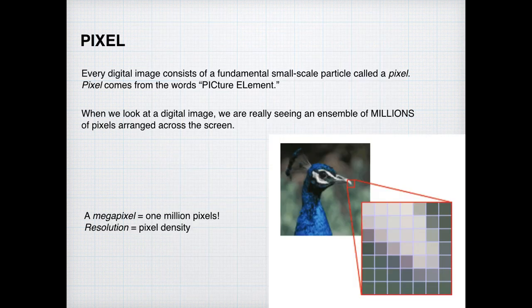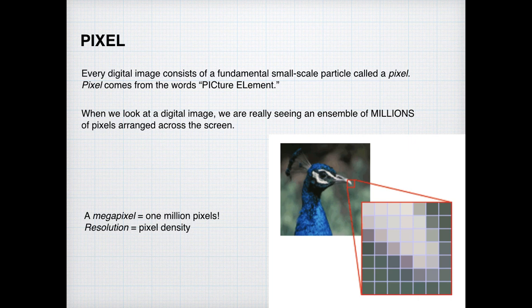So a pixel stands for picture element. Every digital image consists of this little square particle called a pixel. You are probably already familiar with this term. You're probably familiar with when someone says, "Oh, that image is so pixelated," and that has to do with the quality and density of the image.